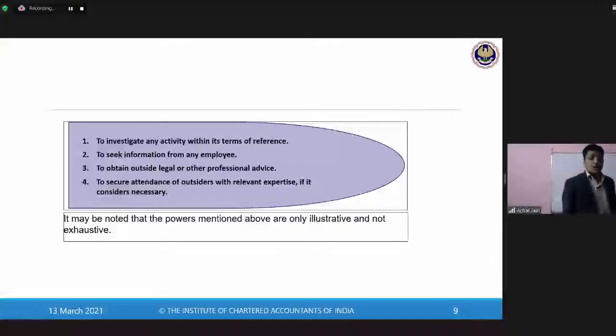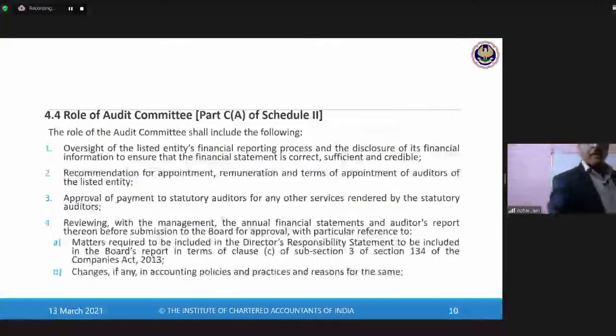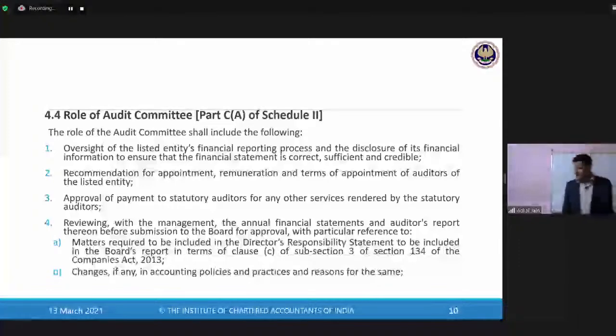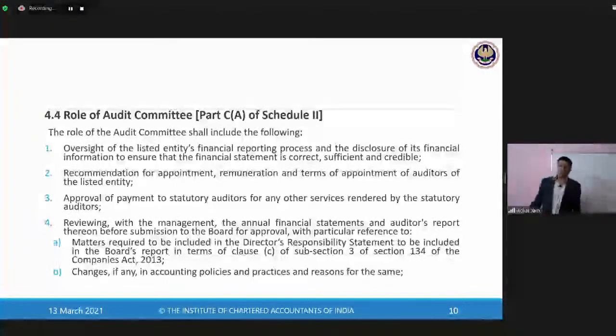Now we move on to another important aspect, and that is the role of the audit committee, because with this we will get an understanding of what all the roles are. All of you may be thinking, sir, what is the role of the audit committee? What is it that they need to do? Why has this audit committee really been set up? So let's understand this role.